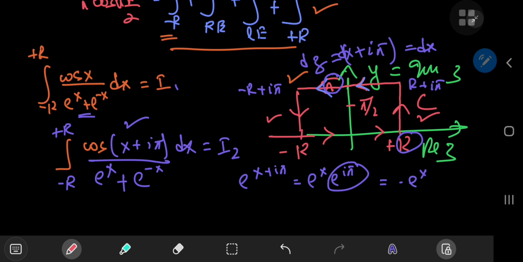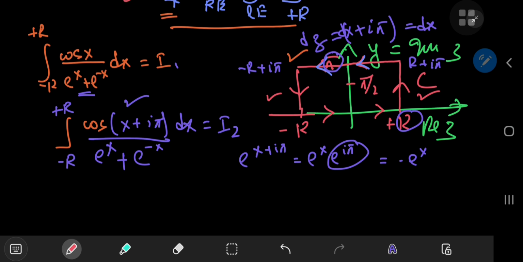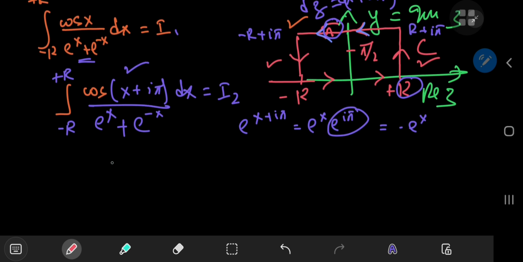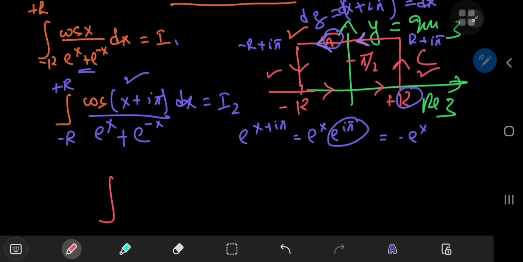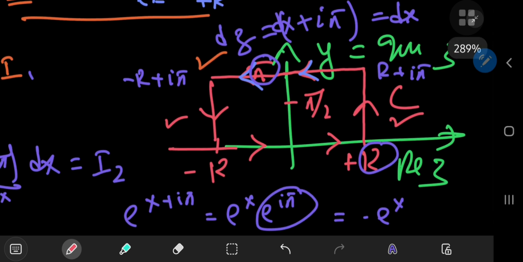So far we have things that are workable for the lower and upper edges, but what about the left and the right edges? Let's talk about the right edge first. So the right edge, how is the z variable parametrized? Let's just zoom in to get a better view.